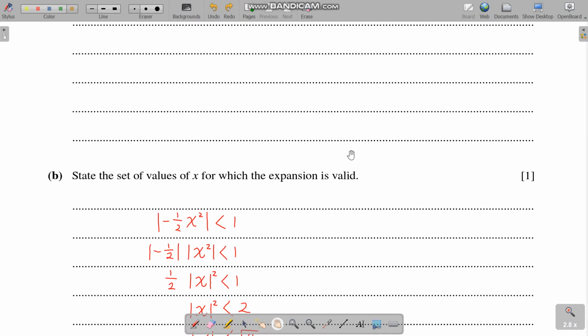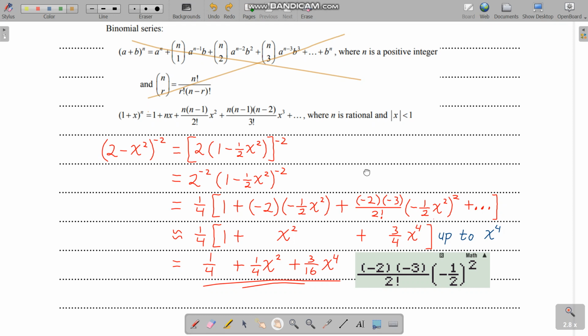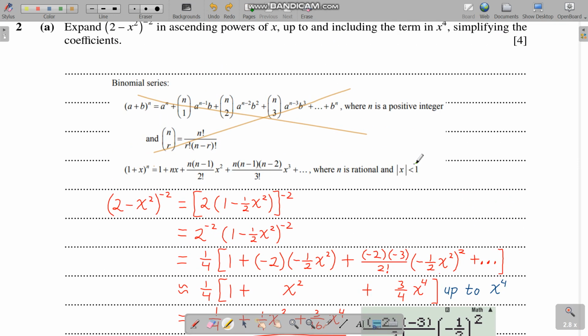Next part, state the set of values of x for which the expansion is valid. So first of all, if you look at this formula, we have this restriction. The absolute value of x should be smaller than 1, but the x in this formula is not minus x squared because we didn't use the formula here. We used the formula here. So the x is the minus 1/2 x squared.